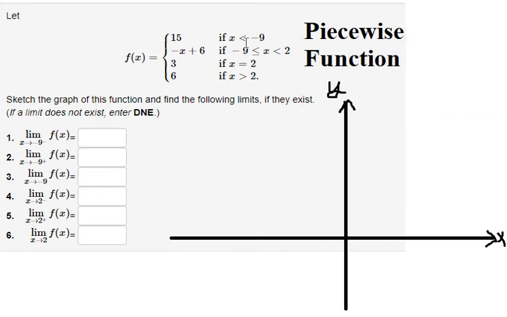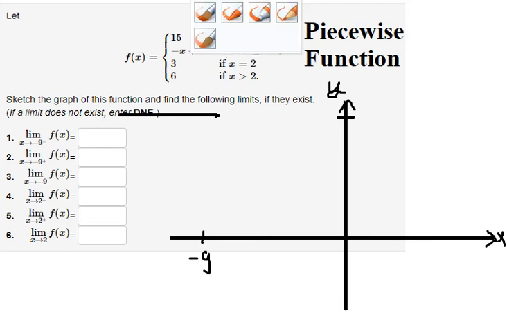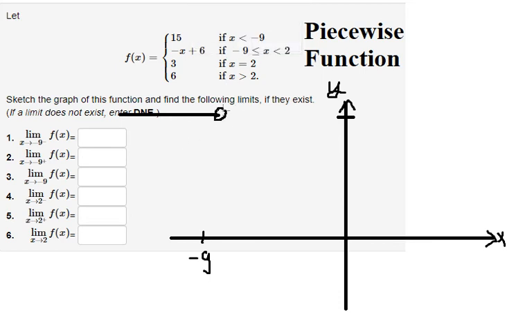So at s equals negative 9, I will put negative 9 in here. When s is smaller than negative 9, we have f of s equals 15. So 15 should be in here, and we will draw the point in here. When s is smaller than negative 9, we have y equal to 15. That will be like this. And the next one, we don't have an equal sign, so we draw the open point in here.